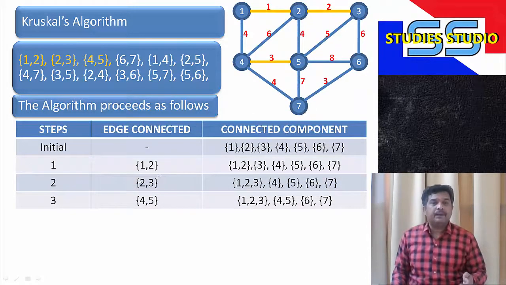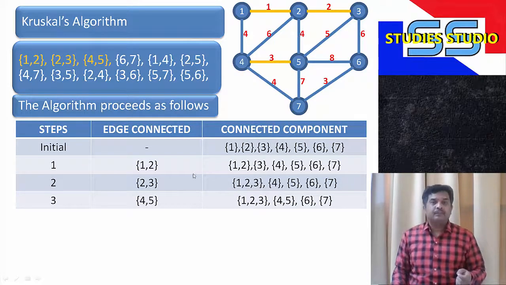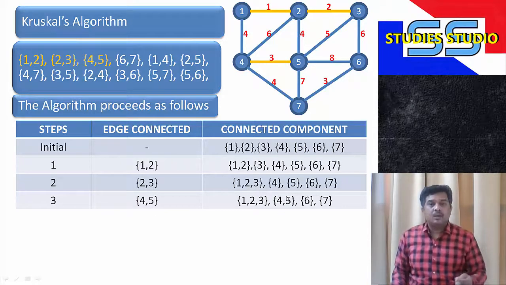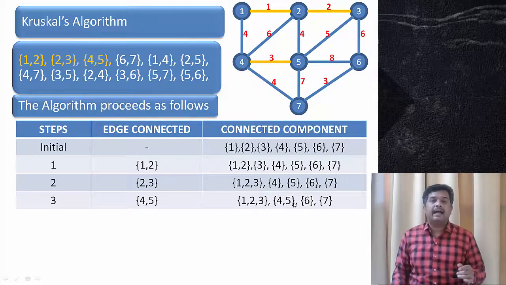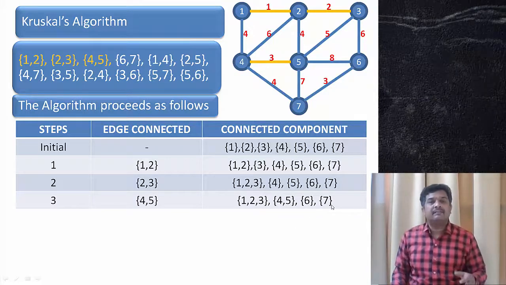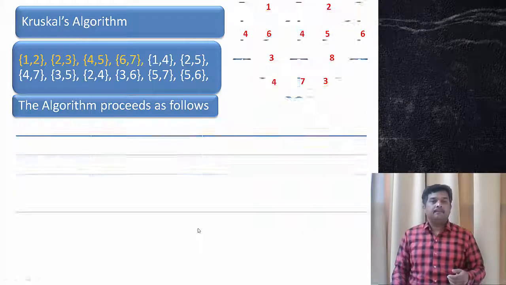In the third step, the next smallest value is between vertices 4 and 5, whose value is 3. And it is now selected. 4 and 5 are combined as one component. So 1, 2, 3 is one component, 4, 5 is one component, and 6 and 7 are two different components.